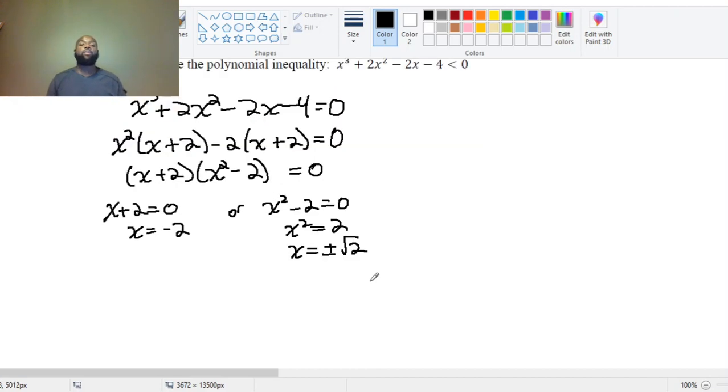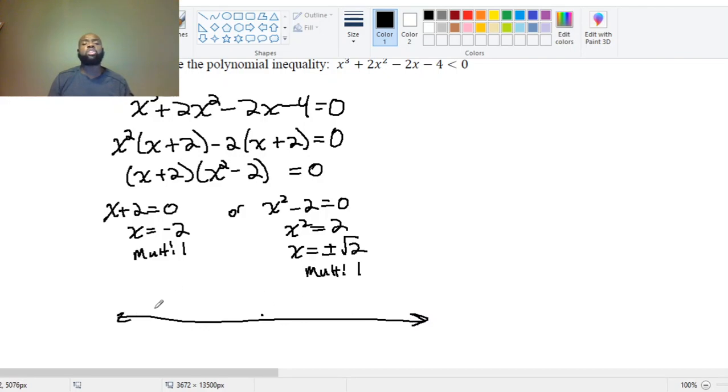And so I get 3 zeros, right? Just for fun, the multiplicity of this 0 is 1. The multiplicity of these 2 zeros are both 1. Okay? They're both 1. All right, and so I have my 3 zeros, so I'm going to put them on the number line. Remember, the square root of 2 is approximately 1.4 something. And so I have -2, negative square root of 2, and then I have a positive square root of 2 on my number line. Right?